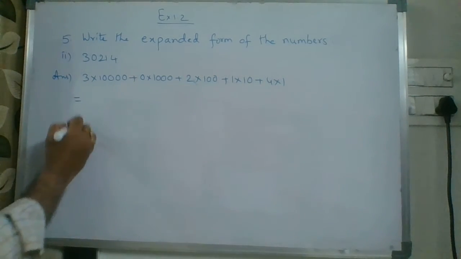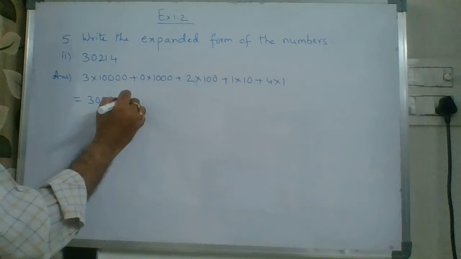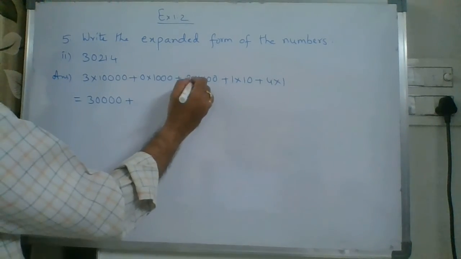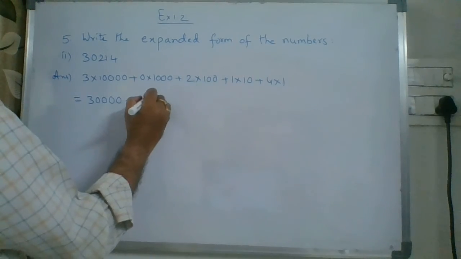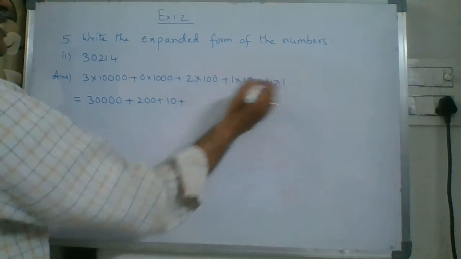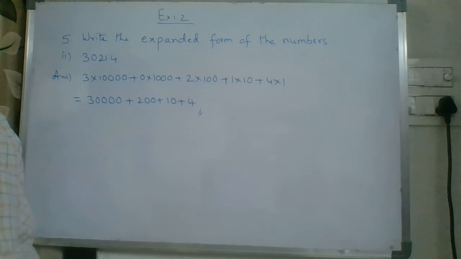So this we write as 3 into 10,000 means 30,000 plus 0 into 1000 is 0, no need to write, plus next one is 2 into 100 is 200 plus 1 into 10 is 10 plus 4 into 1 is 4. This is the expansion form of the given number 30,214. And the remaining problems from exercise 1.1 and 1.2 you try for yourself. Okay, thank you.